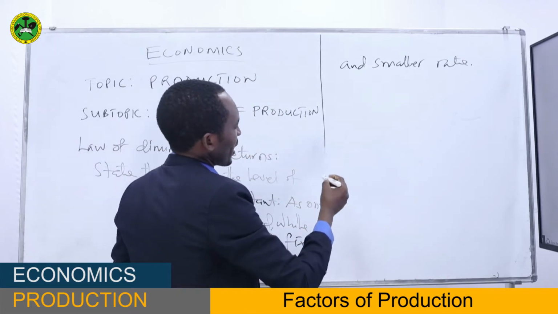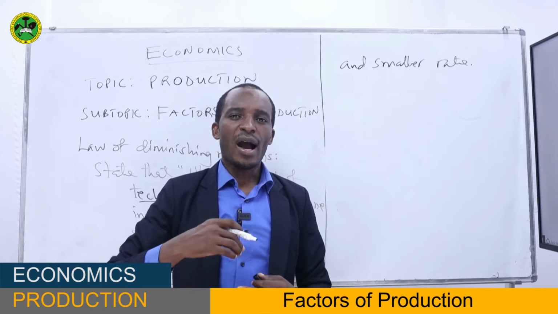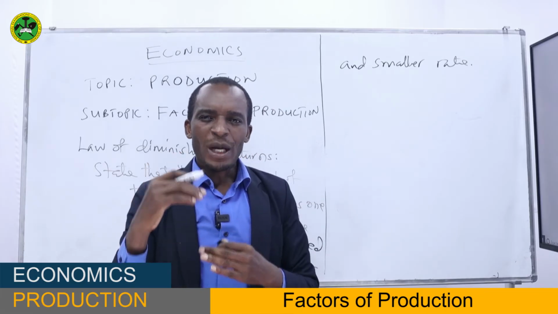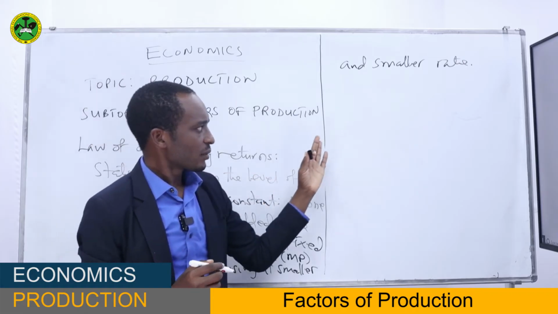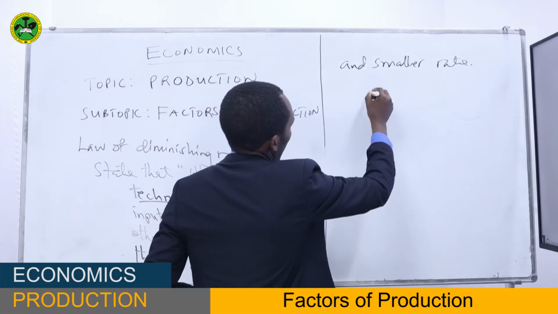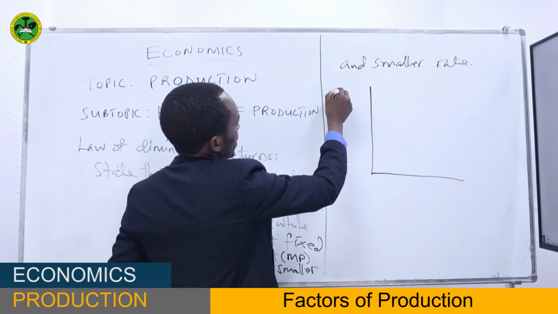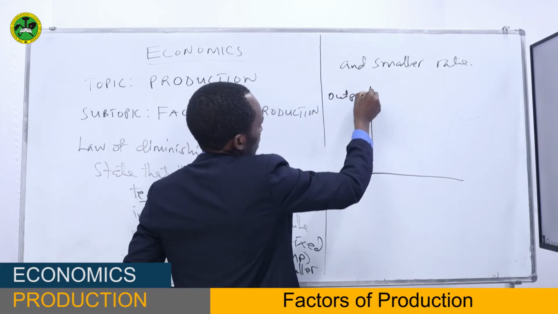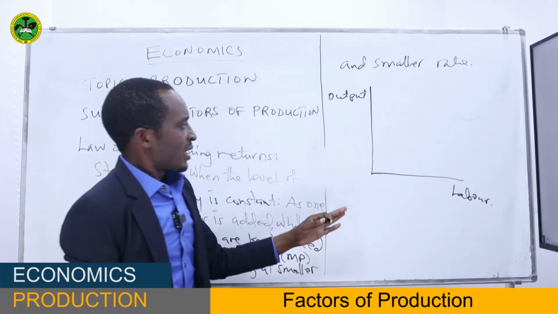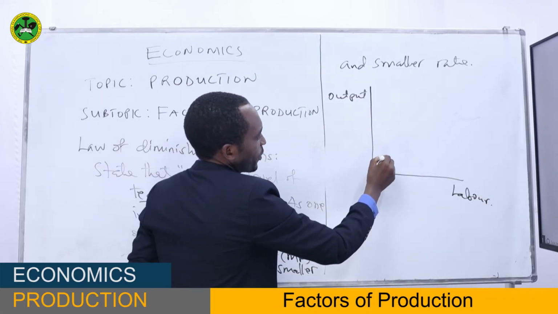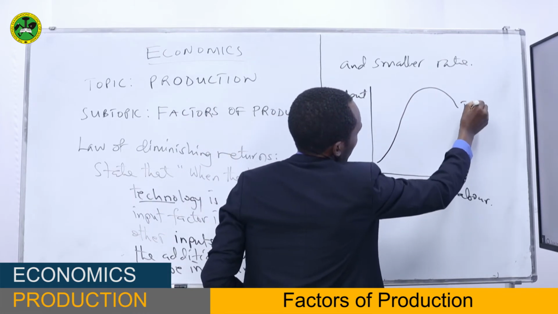So graphically, the law of diminishing returns will start to operate when the marginal product reaches a maximum. So we can show this graphically. Here is the output and here is labor. Now when we draw the graph of total product, our graph of total product will be like this one. This is the total product curve.